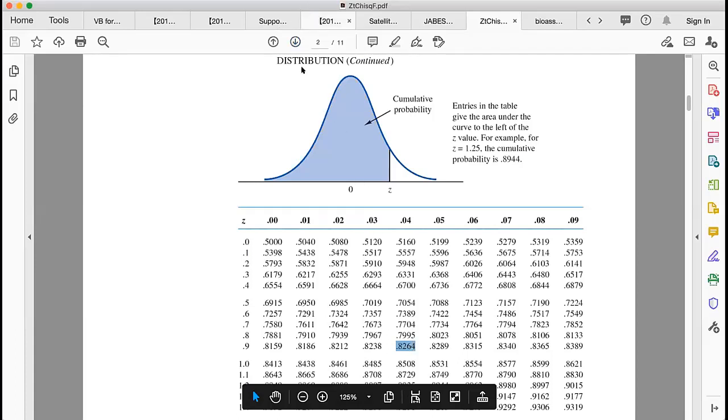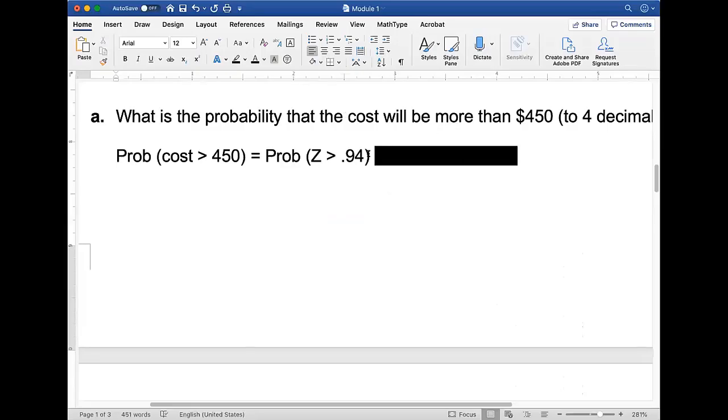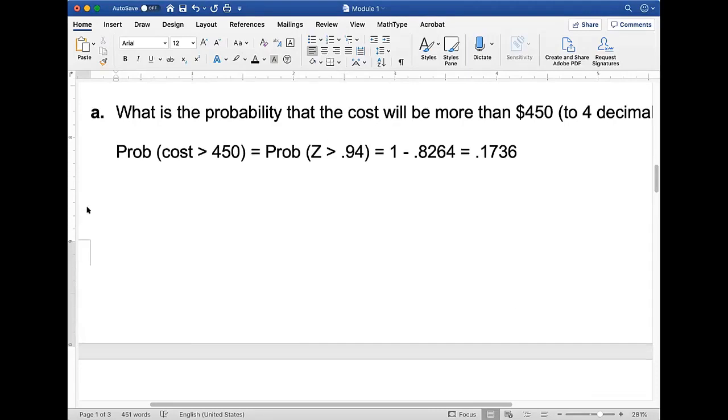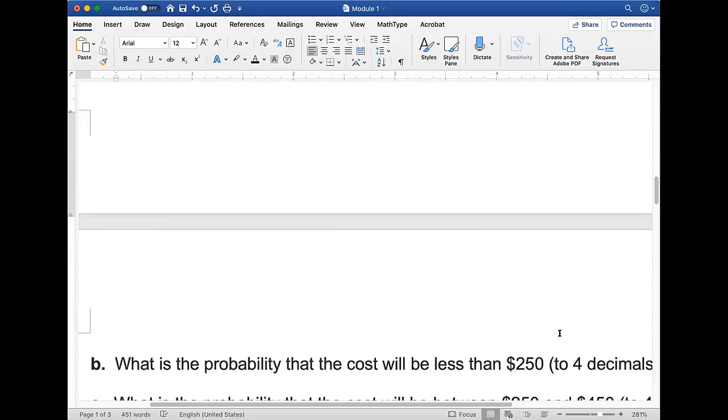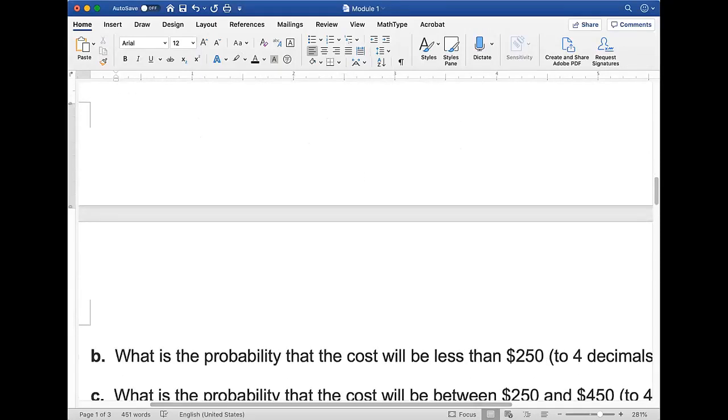Let's go back to the exercise we were working on. You can see the number is 1 minus that. This is how I solved it. Is it all clear? I understand this is probably not the easiest way to learn how to read the z-table, but I'm really glad that you guys are here with me.